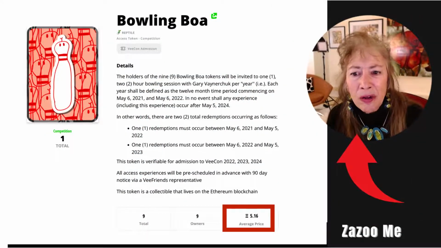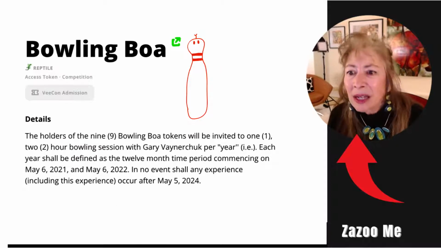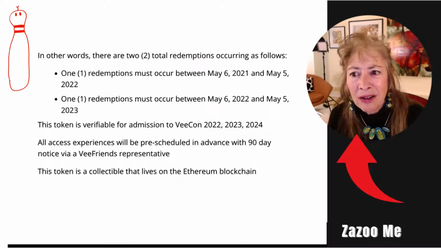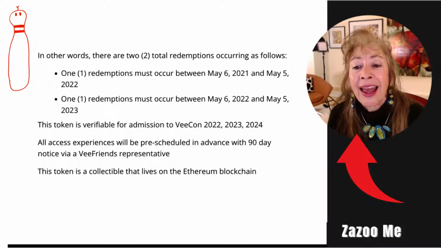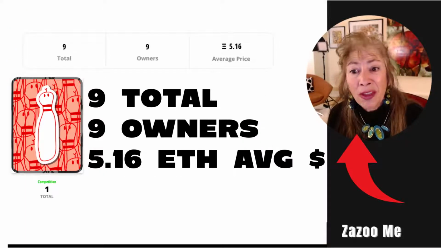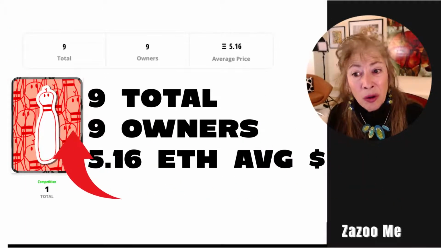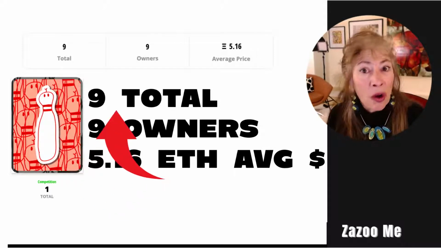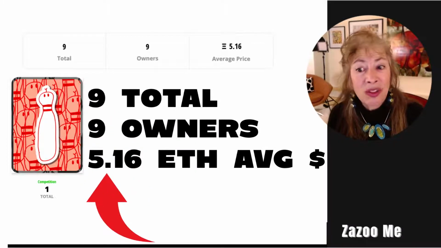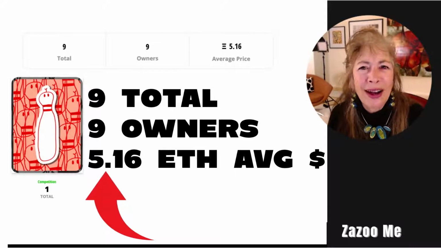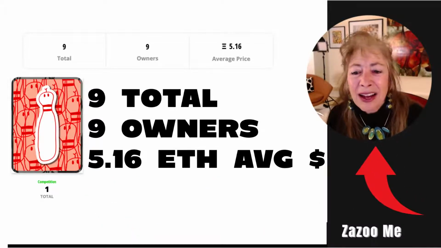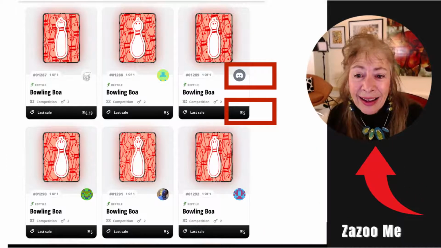So Bowling Boa, you can see, worth tons and tons and tons of money. Here are the details about Bowling Boa, et cetera, et cetera. I've just gone over them. 9 owners, 9 total NFTs with utility. And guess what? The price is 5.16 average ETH to purchase them.